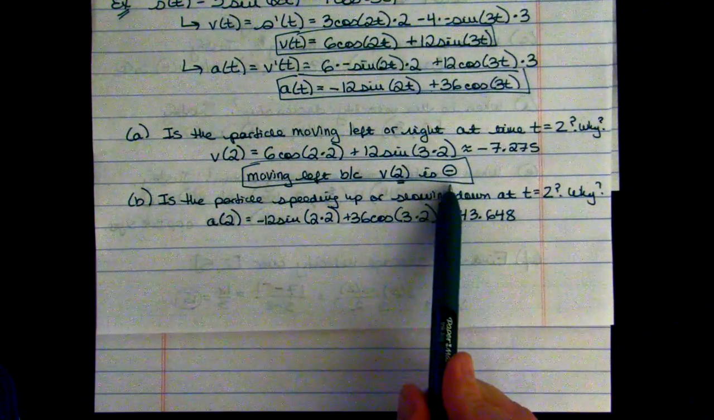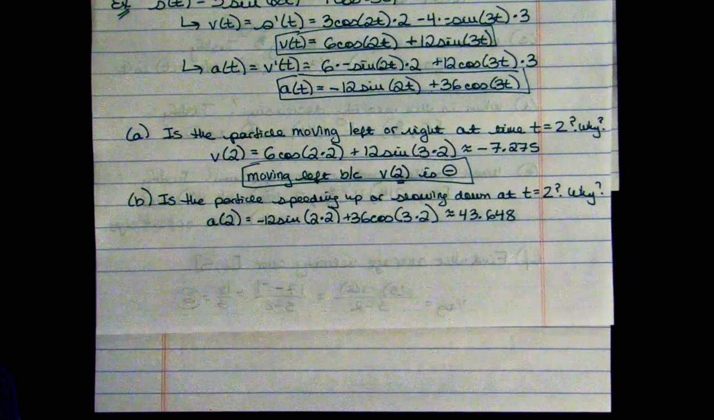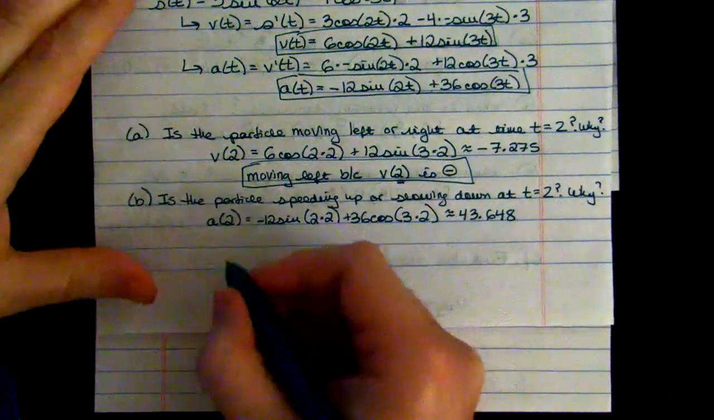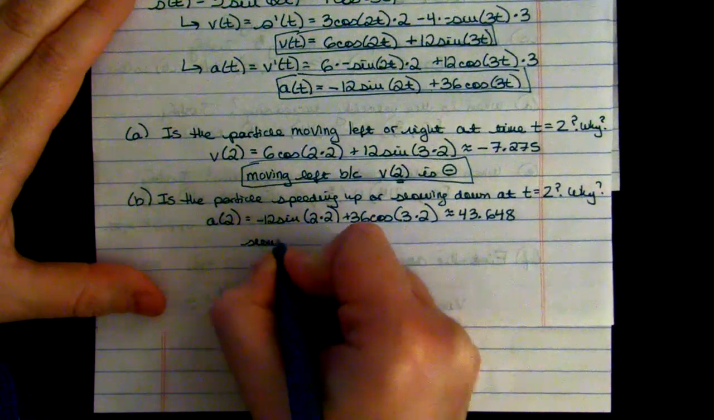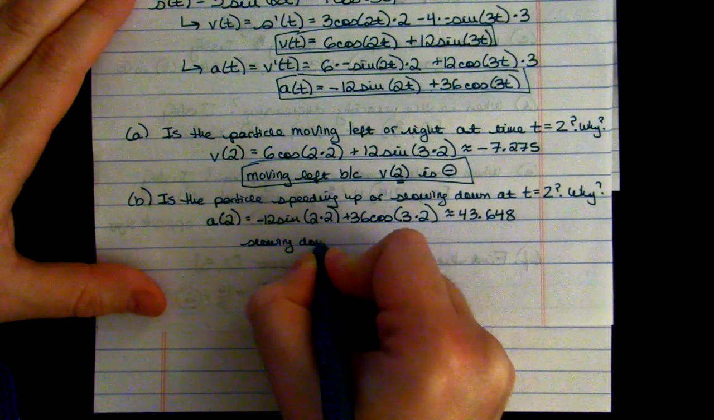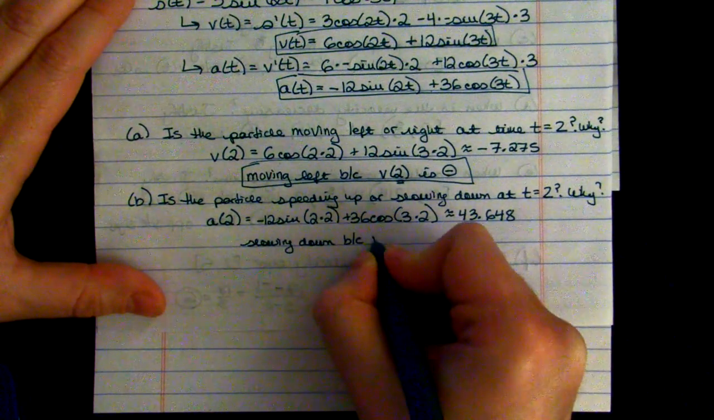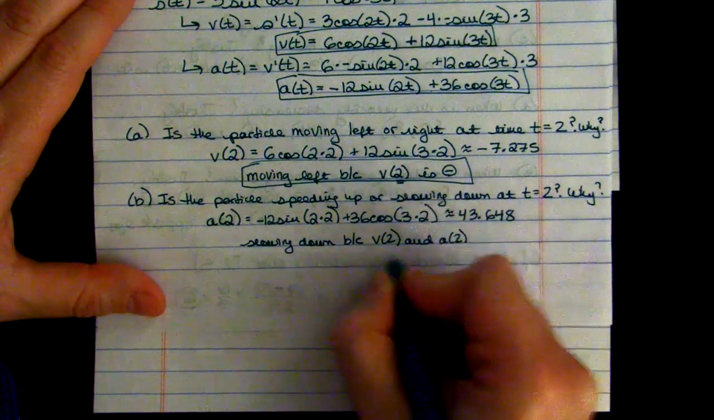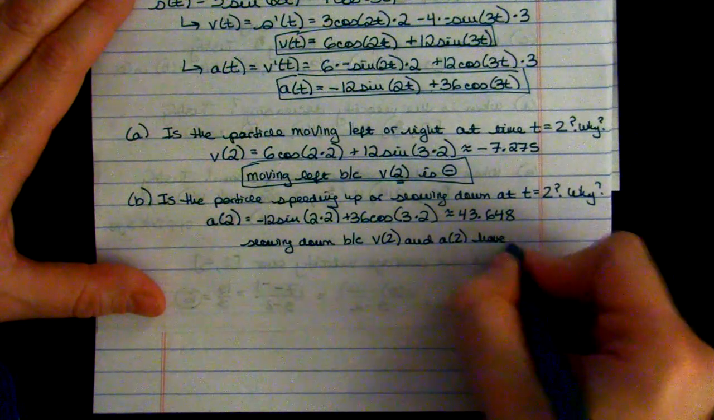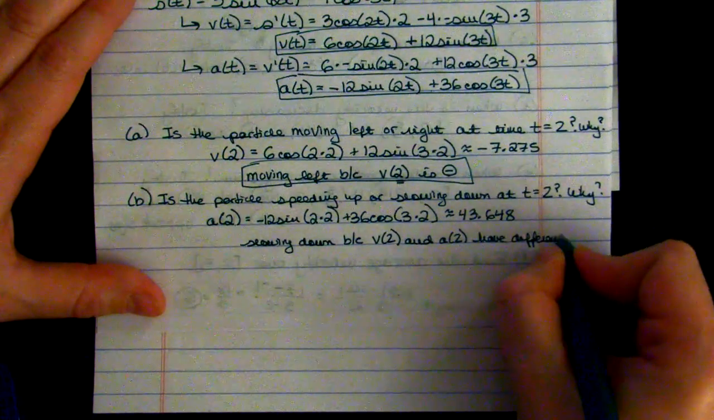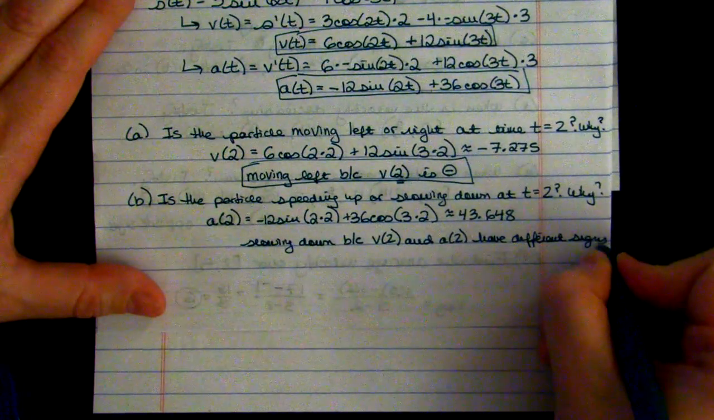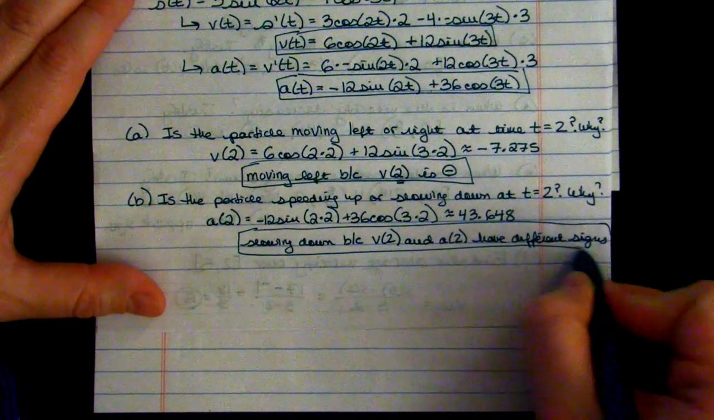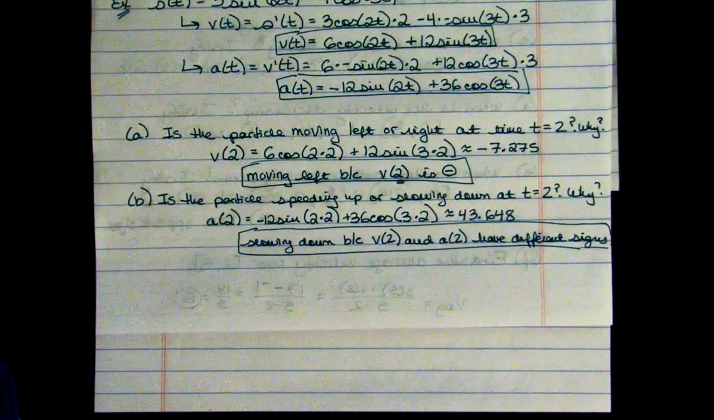Well, velocity is negative, acceleration is positive. What does that mean? Speeding up or slowing down? I think that should mean slowing down. We're going to say slowing down because v of 2 and a of 2, make sure again you're referring to that t equals 2, have different signs. We're slowing down because v of 2 and a of 2 have different signs. Take a moment, finish copying that down.